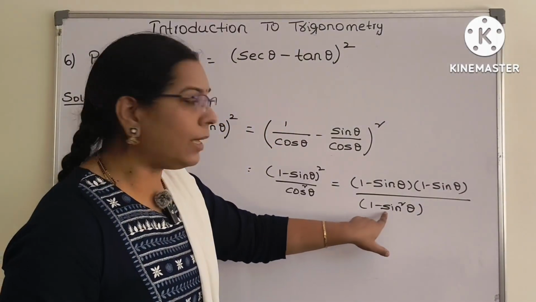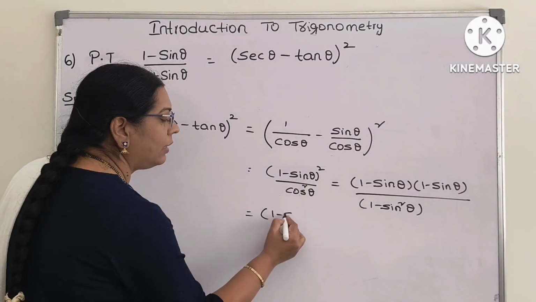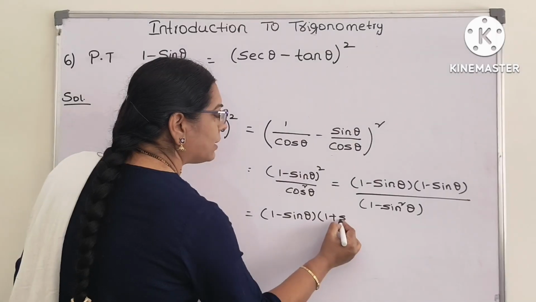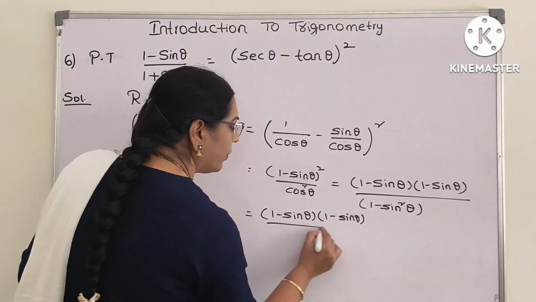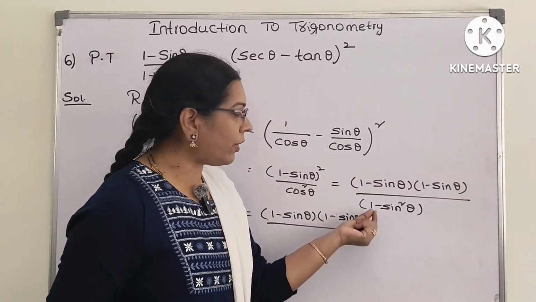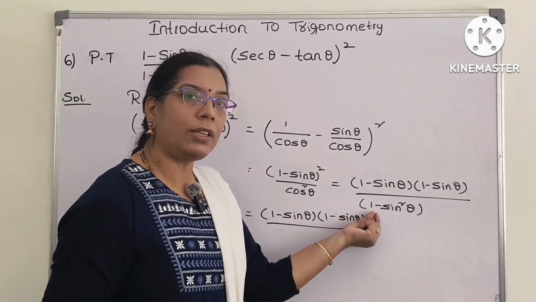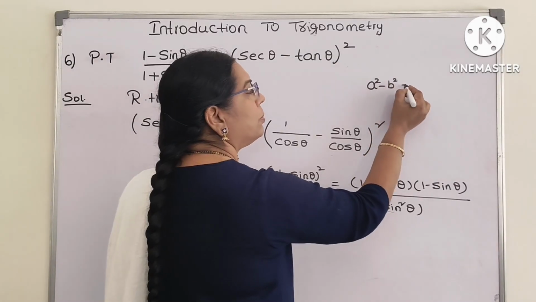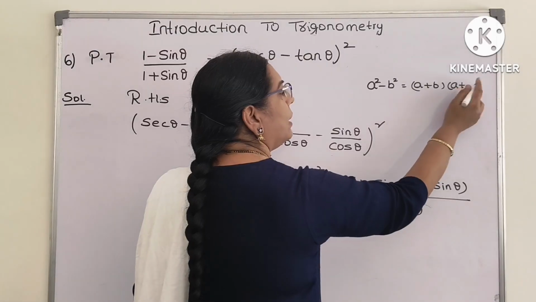Cos square theta can be written as 1 minus sine square theta. And again, I will rewrite the numerator as 1 minus sine theta into 1 plus sine theta, and then the denominator is of the algebraic form a square minus b square. Whenever 1 is there, you can consider it as 1 square. So now the denominator is of the form a square minus b square. A square minus b square can be written as a plus b into a minus b.